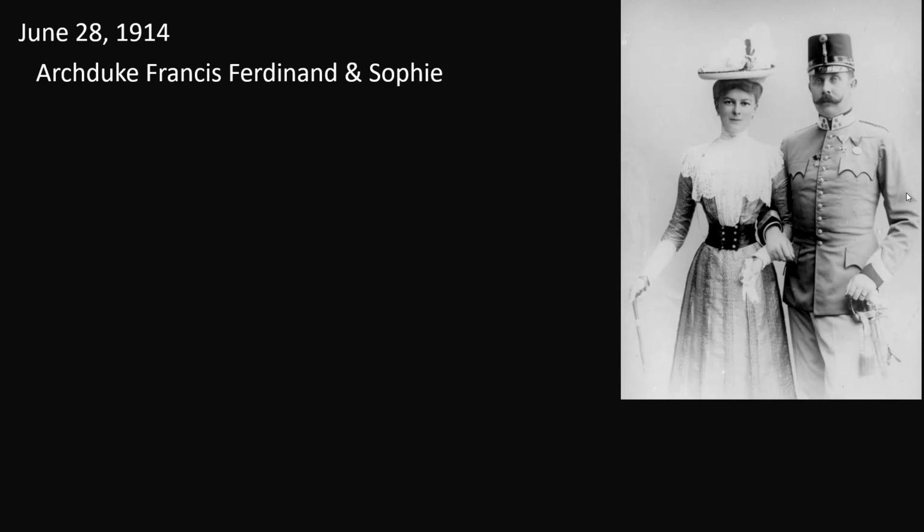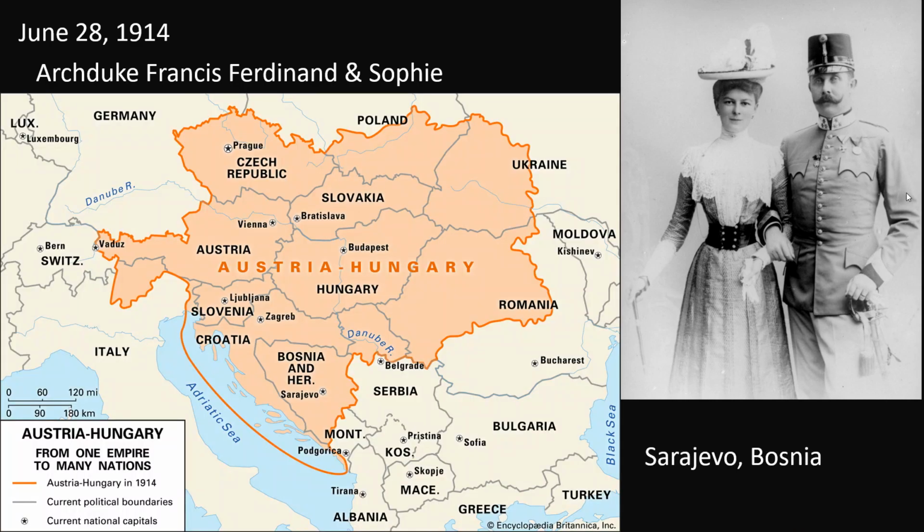June 28th, 1914. Archduke Franz Ferdinand and his wife Sophie are going to visit Sarajevo, Bosnia. Okay, Sarajevo is in Bosnia and Herzegovina. Remember, Bosnia and Herzegovina are part of the Austro-Hungarian Empire. Archduke Franz Ferdinand is the heir to the Austro-Hungarian throne, meaning he's the next in line. When the current emperor would die, he's next. So he's down there visiting Sarajevo.